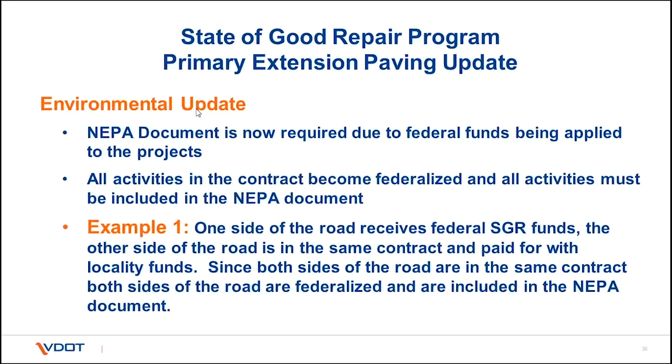A NEPA document is now required due to federal funds being applied to the project. All activities in the contract become federalized, and all activities must be included in the NEPA document. For example, one side of the road receives federal SGR funds. The other side of the road is in the same contract and paid for with locality funds. Since both sides of the road are in the same contract, both sides of the road are federalized and are included in the NEPA document.